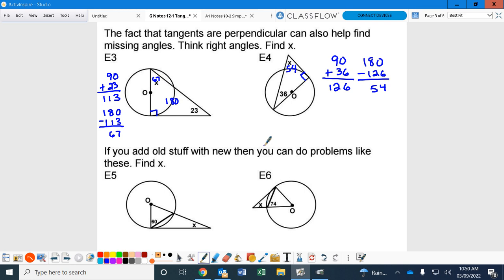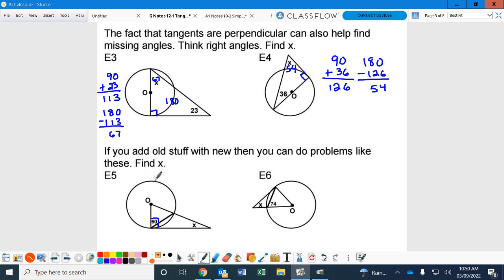Okay, now I'm going to add in some more old stuff. See, the directions even say if you add in old stuff with new, then you can do problems like these. Guys, you're going to be using some old ideas. The main old idea in here is that an isosceles triangle has base angles that are congruent. So first thing we're going to do is use the idea that this angle right here, because it's tangent, is going to be 90. We okay so far? Questions, concerns, anything?